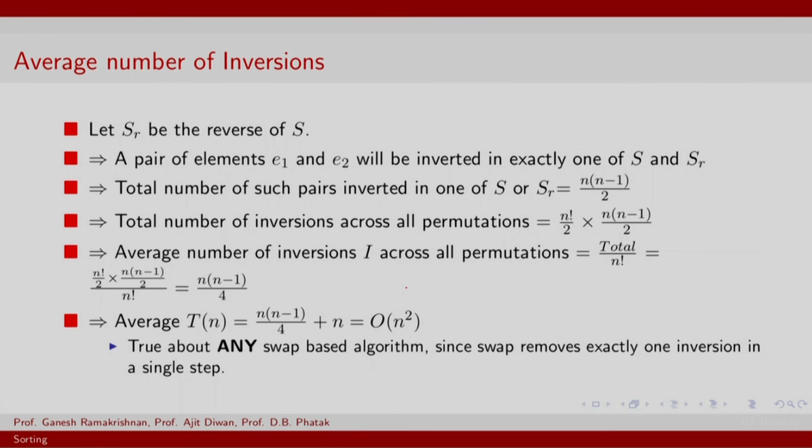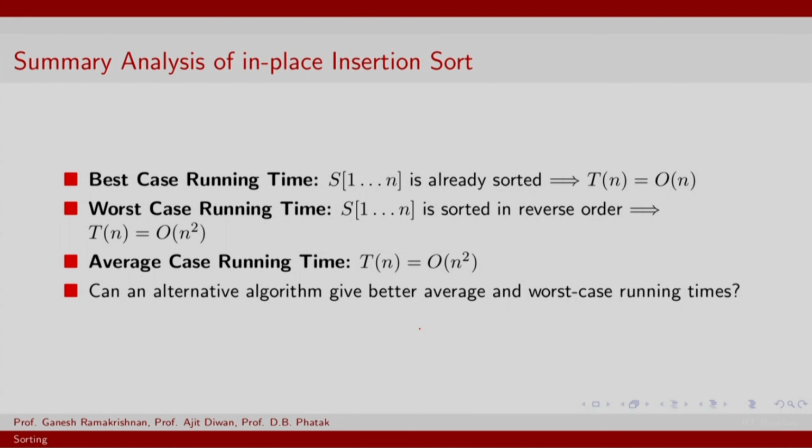So the average number of swaps is exactly the average number of inversions, and this happens to be order n square, and this is true about any swap based algorithm that basically removes one inversion in a single step. So here is a summary. The best case running time of insertion sort is order n, worst case is order n square. Average again turns out to be order n square, and we are not too happy about this.